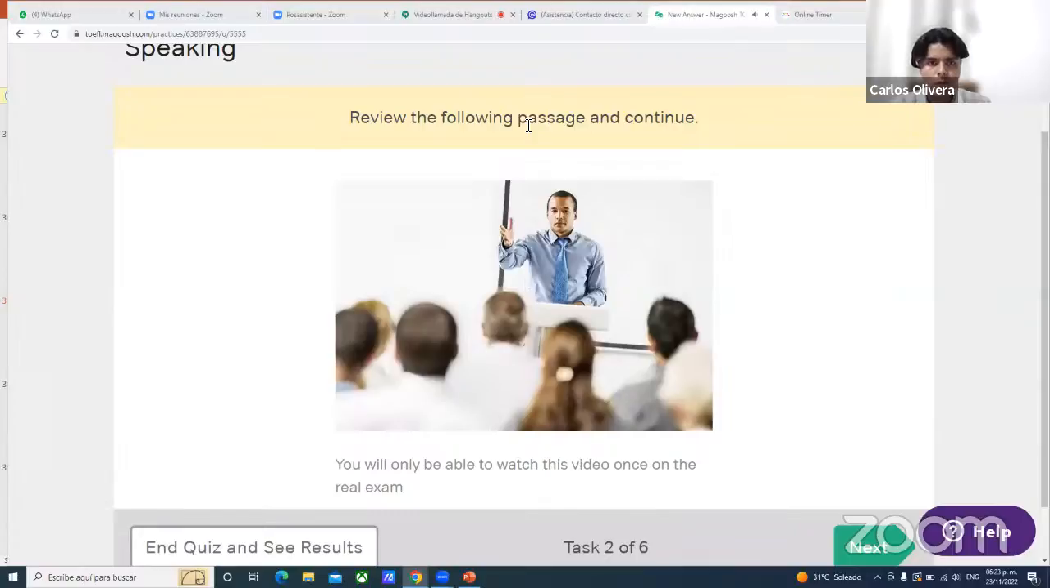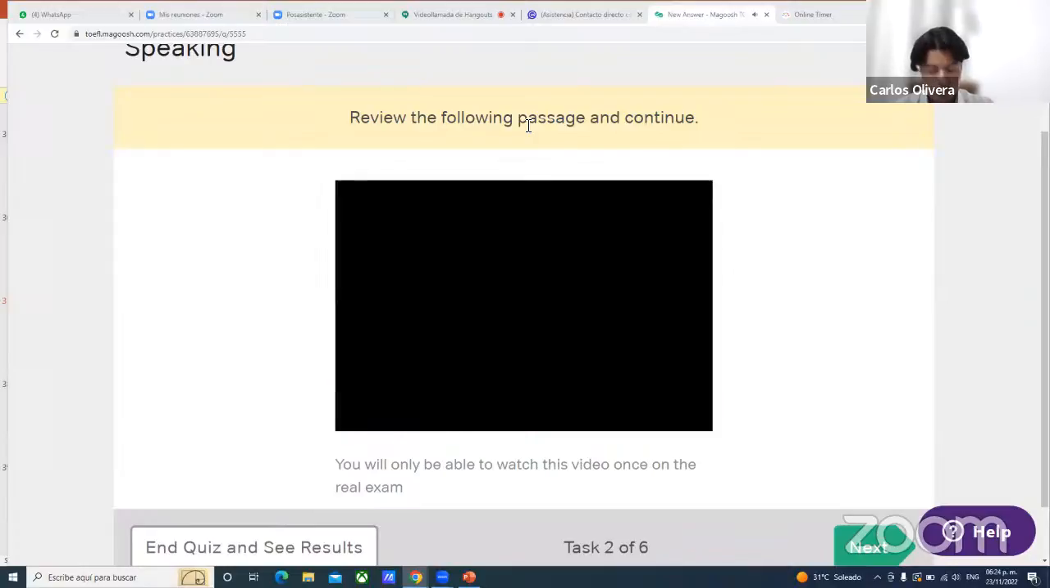Using points and examples from the talk, explain why the professor thinks there is no real answer to the question of what period of history Homer described.